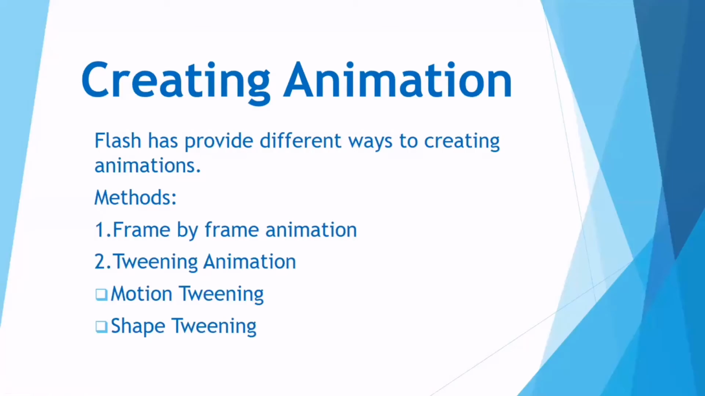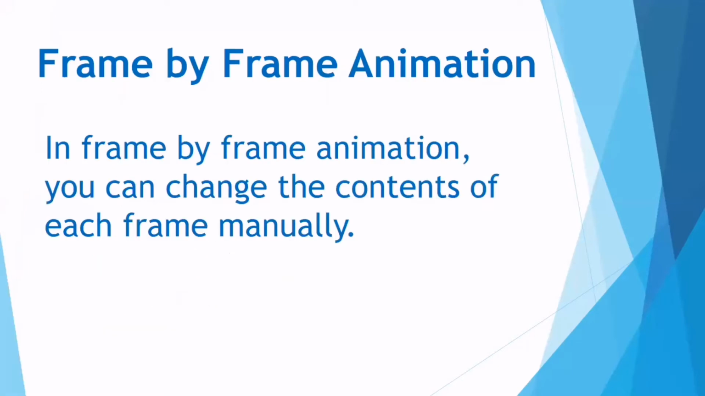Today we will discuss creating animation. So Flash has provided different ways of creating animation. We have two methods. One is frame by frame animation and the second one is tweening animation. In tweening animation we have two further categories: one is motion tweening and the other is shape tweening. Today we will discuss frame by frame animation.